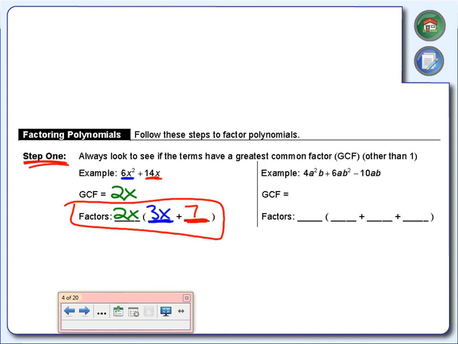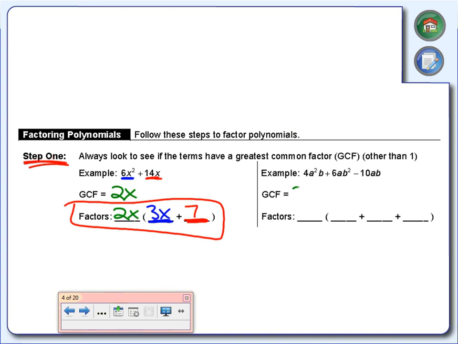The next example, we have this 4a squared b plus 6ab squared minus 10ab. And again, we're looking for the GCF, greatest common factor. Now notice this time there are 3 terms. And what do you call it when there's 3 terms, Samantha? Trinomial. All right, so we're going to find a greatest common factor for this trinomial. So I'm looking for something that will go into all 3 terms. So if I look at the 4, the 6, and the 10, what's the biggest number that will go into a 4, a 6, and a 10?